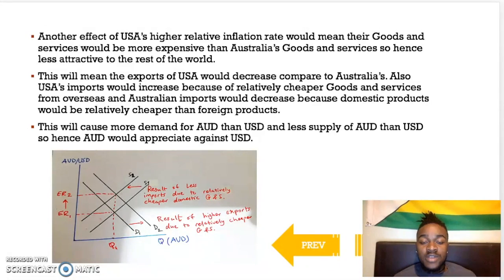This will cause more demand for the Australian dollar than the American dollar, and less supply of the Australian dollar than the American dollar. So hence the Australian dollar would appreciate against the USD, as illustrated in the diagram.